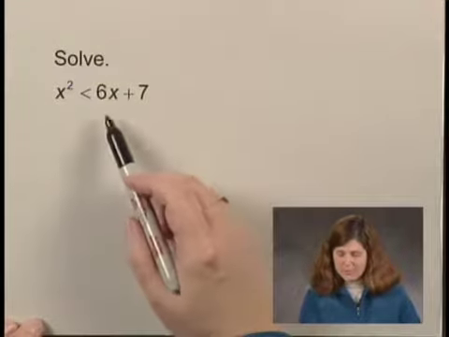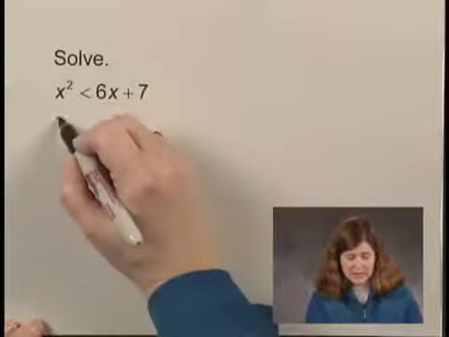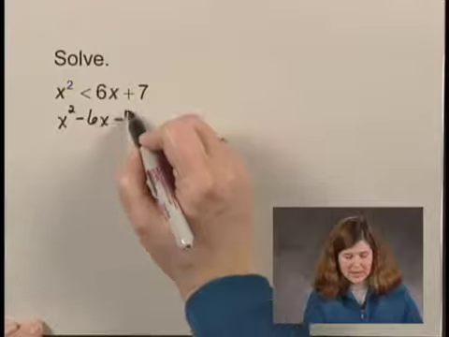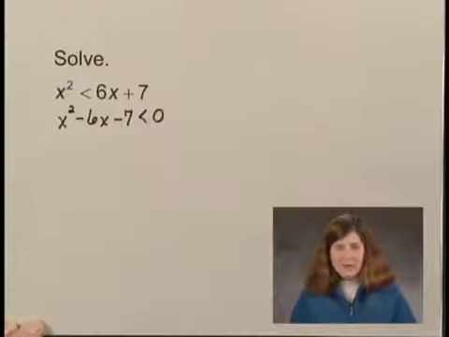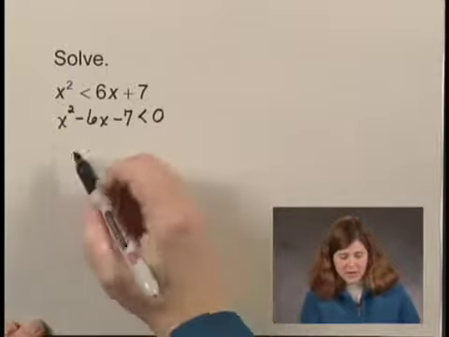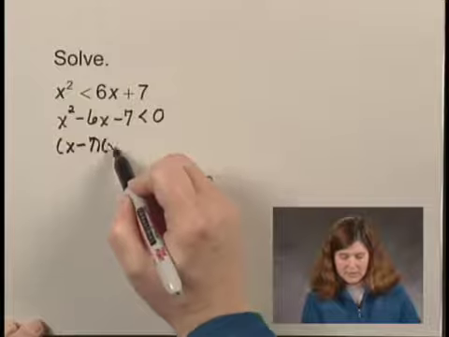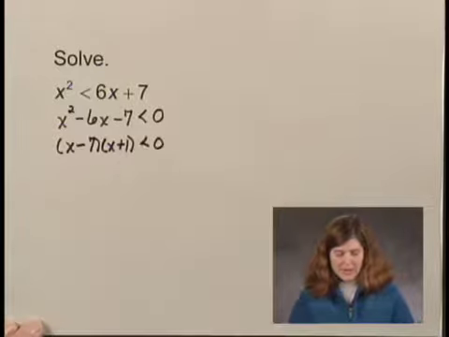inequality sign. So I'll subtract 6x and subtract 7 from both sides, and I'll have x squared minus 6x minus 7 is less than 0. And then I'm going to factor, and I have x minus 7 times x plus 1 is less than 0.